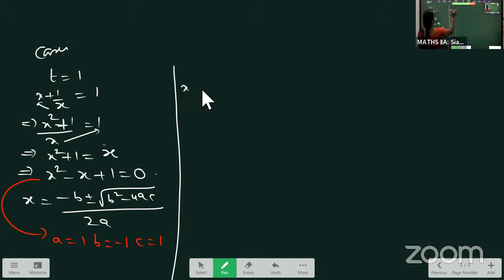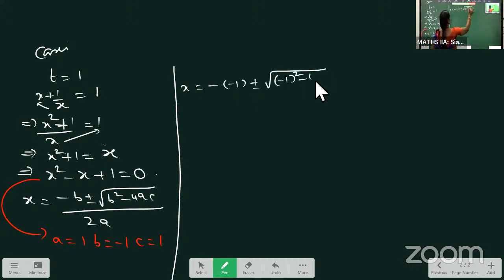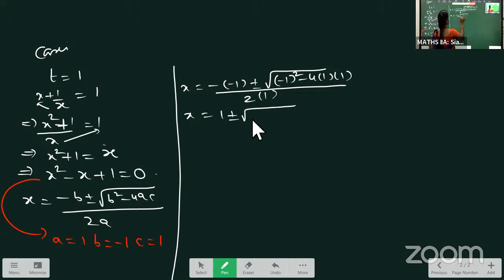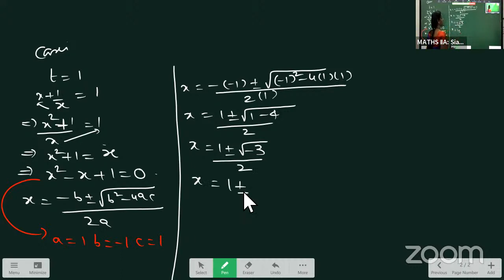So x is equal to minus of minus 1 plus or minus under root b square minus 4ac by 2a. So 2 into 1. Then x is equal to 1 plus or minus under root 1 minus 4 by 2. So x is equal to 1 plus or minus under root minus 3 by 2. If you get minus under the root, then we should write root 3 outside and write i, whole by 2.